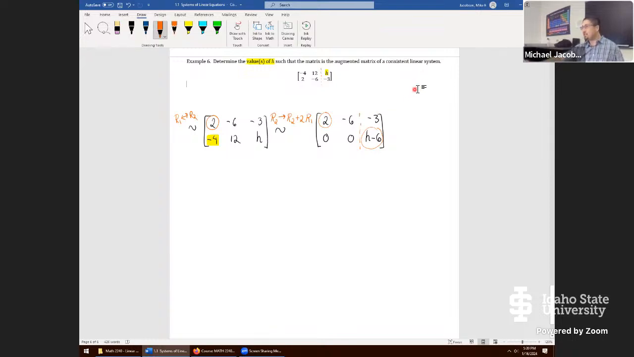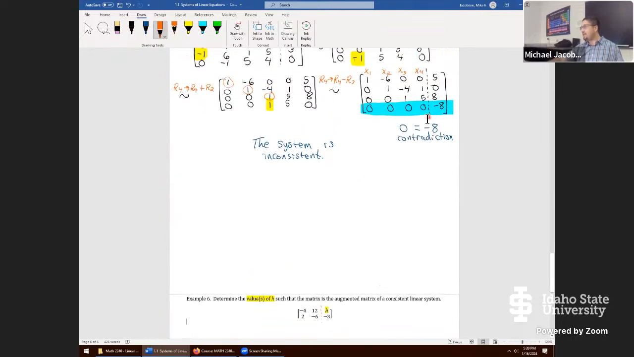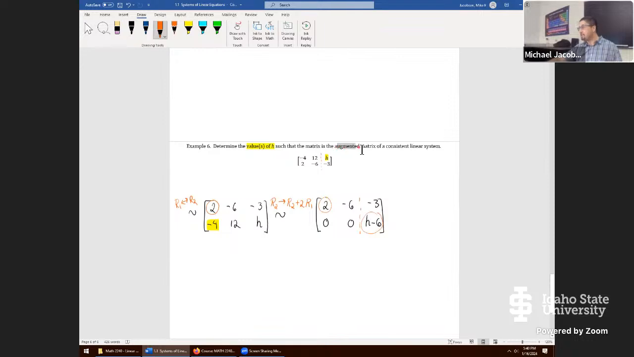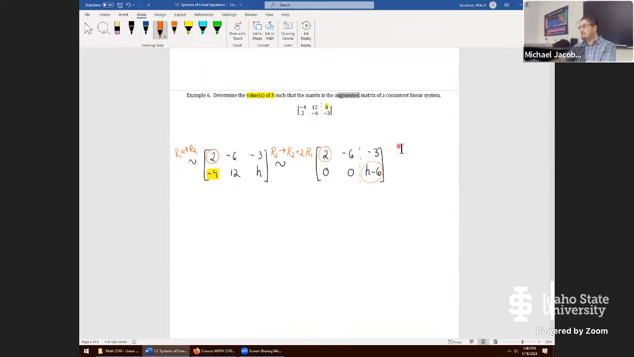So now that we get to this stage, this probably feels familiar, right? We have row 1 that doesn't say anything too bad. It would say twice x1 minus 6 times x2 is equal to -3. But then in row 2, it says 0 equals h minus 6. Not too different from what we had right here, 0 equals -8. So having a pivot on the far right sometimes is not good, as long as you know that the system was augmented. So that piece of information there was really important for us to analyze this.